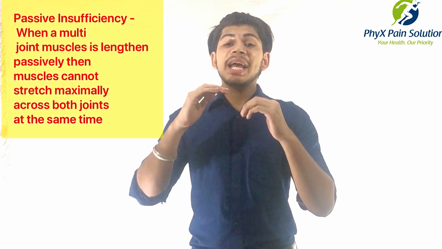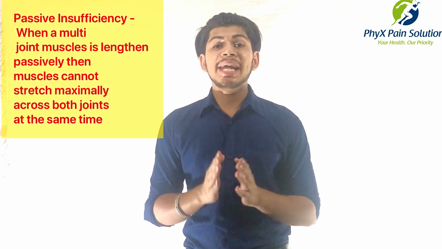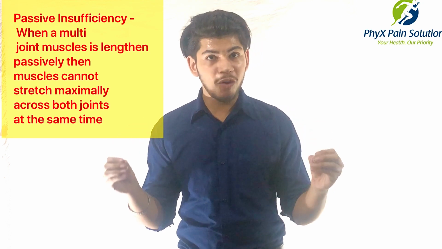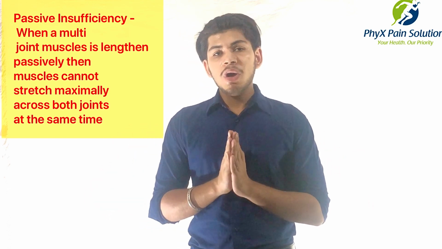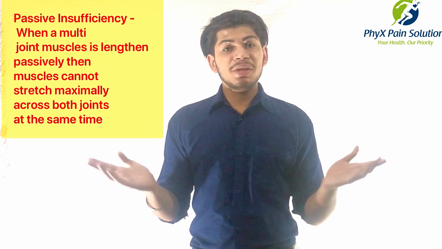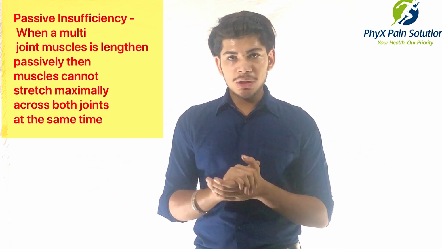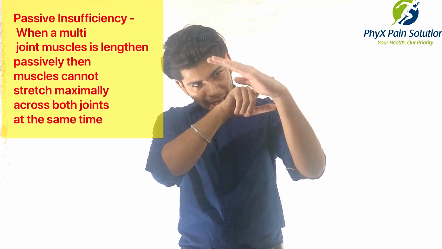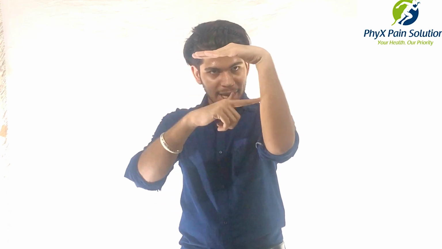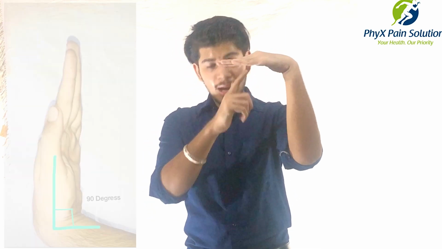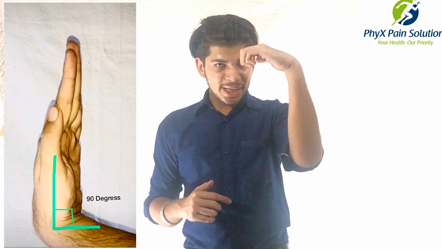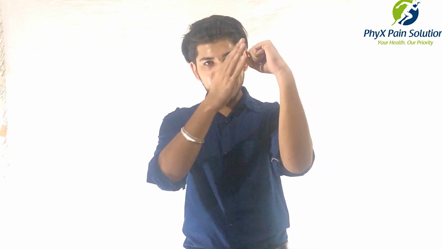The term passive we have explained earlier. What happens in passive? It will always be in consideration with the lengthening of the muscle fiber or lengthening of the muscle. So we can relate it with the stretching procedure. Suppose I am doing this flexion at my wrist. You can see the range of motion at this level is 90 degrees. Suppose now I am flexing my wrist and interphalangeal joints both simultaneously.